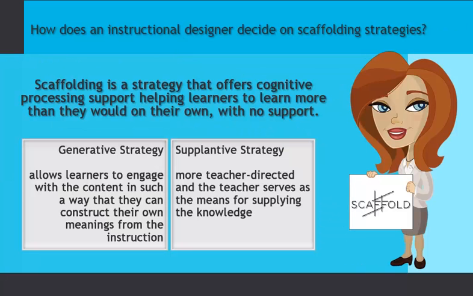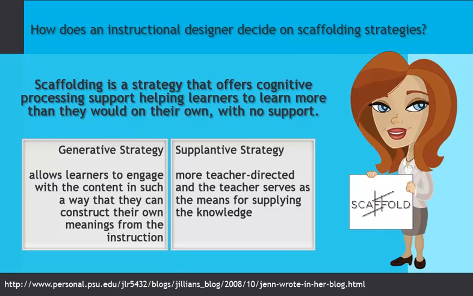How does an instructional designer decide on scaffolding strategies? Scaffolding offers cognitive processing support, helping learners to learn more than they would on their own. In generative strategies, learners are encouraged to manipulate and construct their own knowledge, which contrasts with supplantive. Supplantive is more teacher-directed, and the teacher serves as the means for supplying the knowledge.